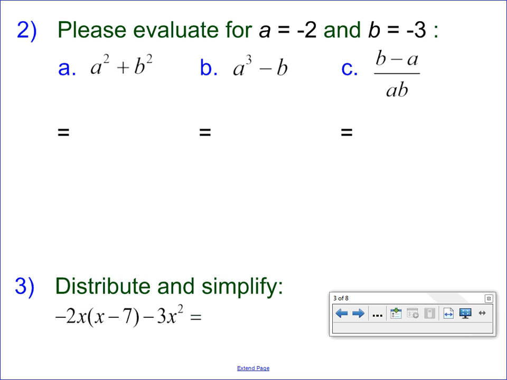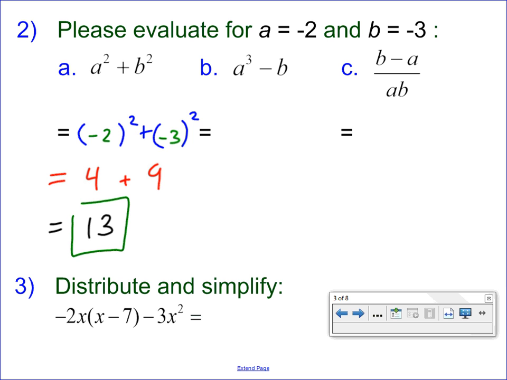(-2) squared would be -2 times -2. That's a positive. (-3) squared would be -3 times -3. That's also a positive. So here we're not getting -4 minus 9 is -13. This is a positive 4 plus a positive 9. We should be getting positive 13. Raise your hand if you got a positive 13 for that. Positive 13, good. So this is an instance where you might not want to use your calculator, or if you do, use parentheses like I've explicitly shown.